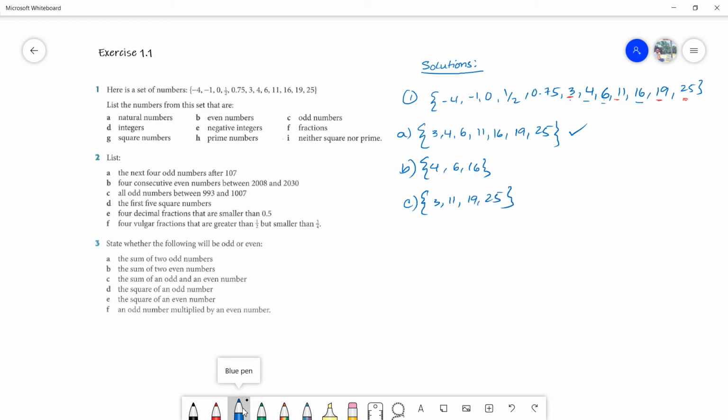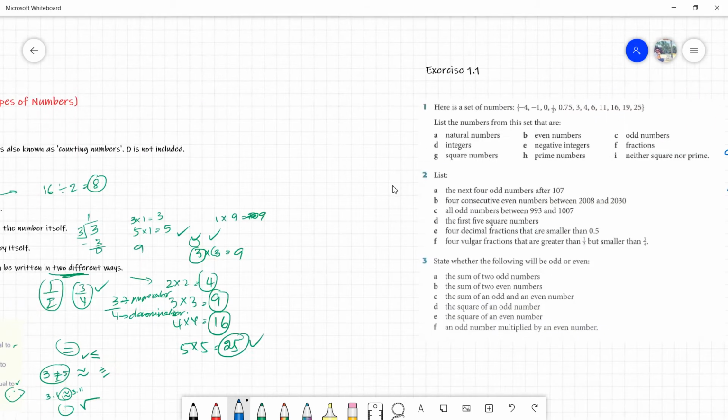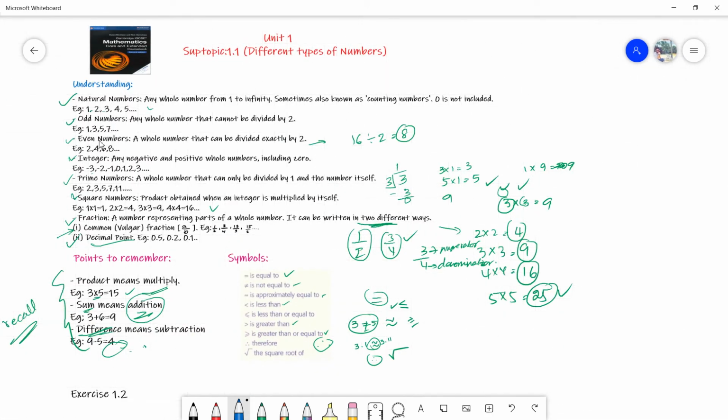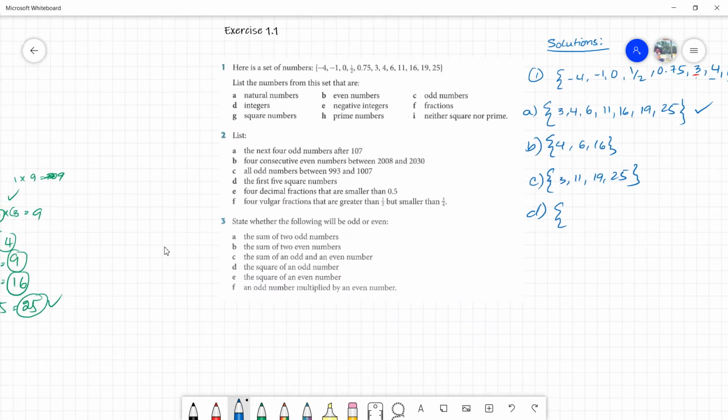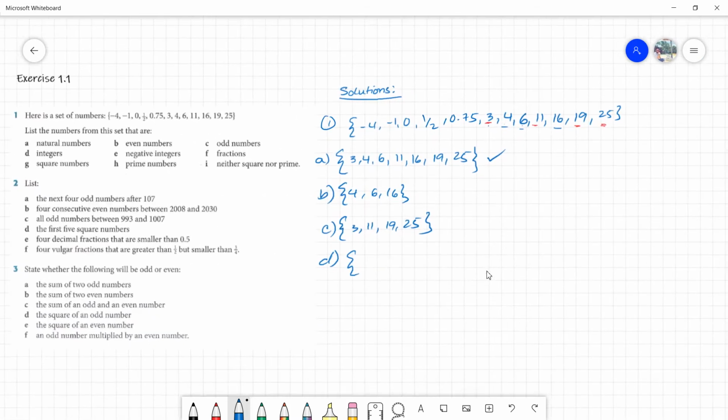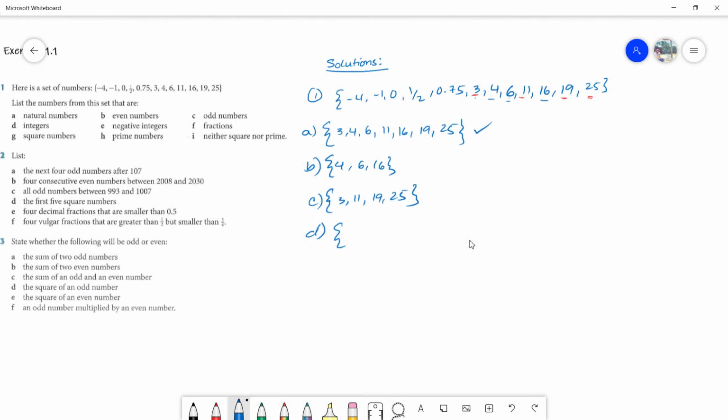Great. Now, question D. D is integers. What is integers again? Integers are any negative, positive, including 0. So any negative numbers, any positive numbers, and 0, we have to include all of them.